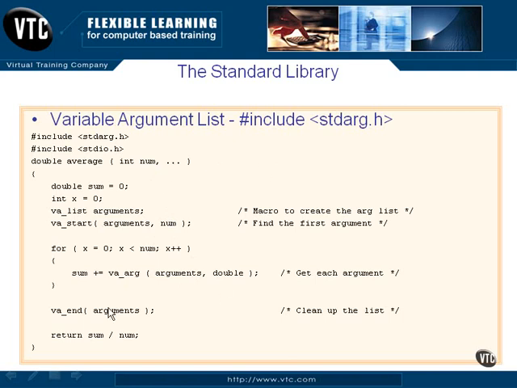And then when we're all finished with that, we call va_end on the arguments, and that will clean up this piece of memory. So that's just kind of a recap of stdarg, stdarg.h.